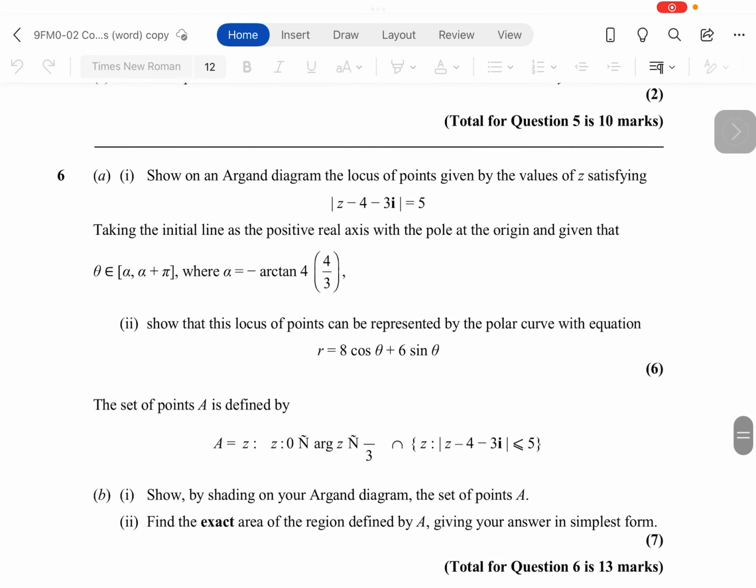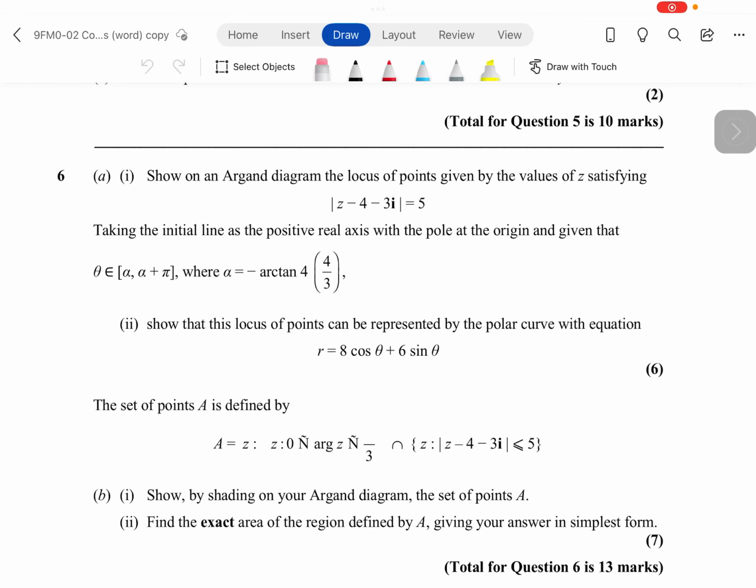This question 6. So I give you a complex number Argand diagram. You can see that. But then for part II, they ask you, this locus of points can also be represented by polar coordinates, a polar curve with this equation. So would you be able to write it in that form?